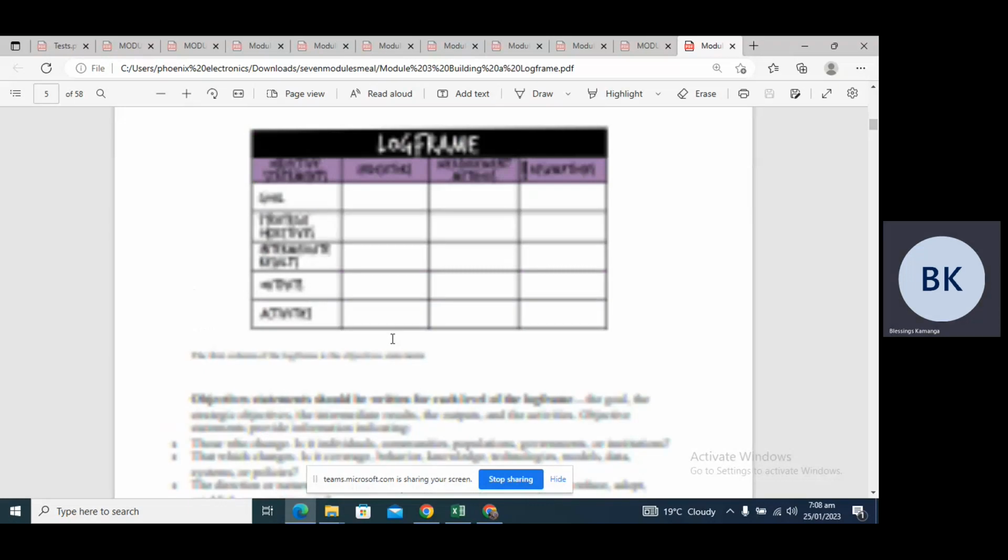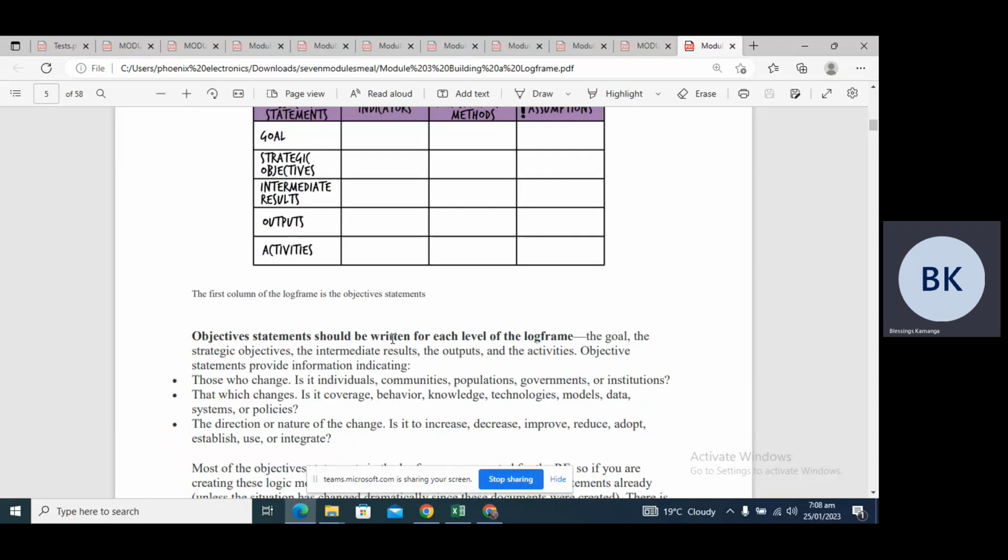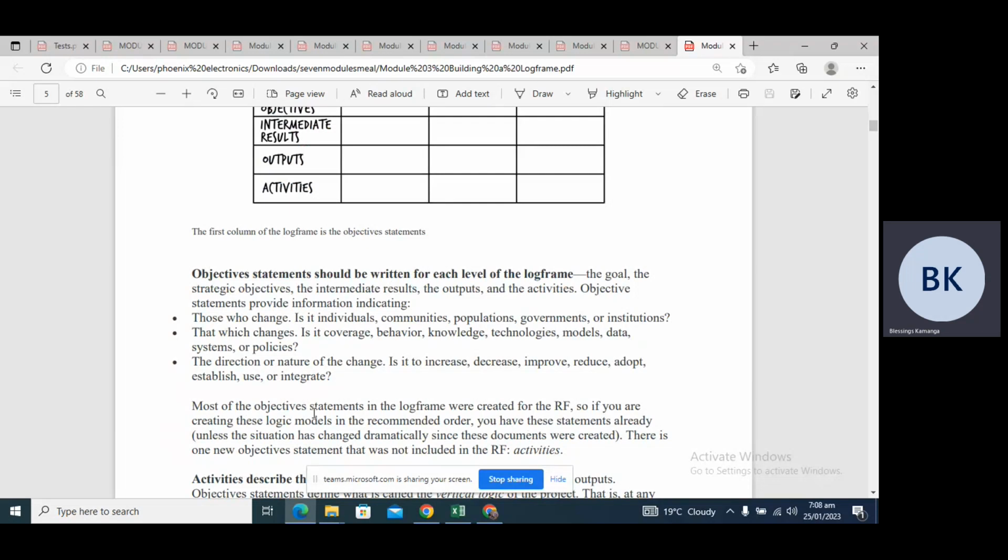So we'll be looking at things like the people or the community or the sample that will be changing, the direct beneficiaries of our project, and also what will be changing. So that which changes: is it coverage, behavior, knowledge, technologies, models, data, systems, or policies? We'll also be looking at the nature or the direction of change when looking at these objective statements. So is it increasing, decreasing, improving, reducing, adopting, establishing, using, or integrating?